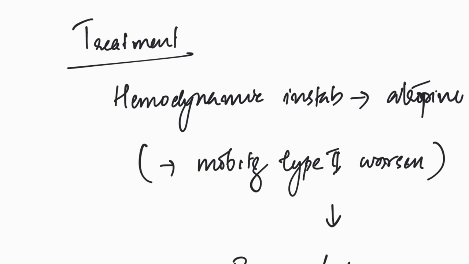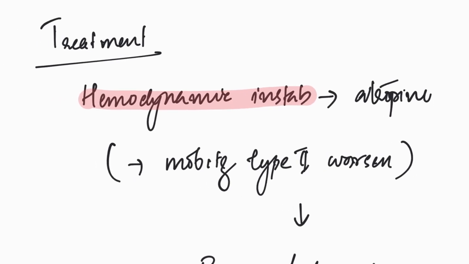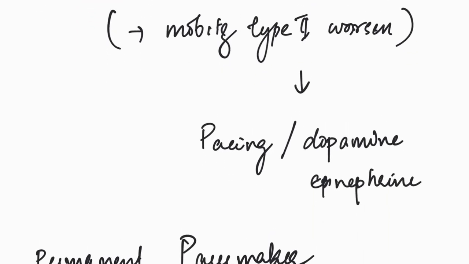If the patients are hemodynamically unstable, they should be treated with atropine 1 milligram, which may be repeated up to 3 times at an interval of 3 to 5 minutes with a total of 3 milligram of atropine. And if hemodynamically worsening, then we should consider the use of a pacemaker or dopamine and epinephrine. One thing that we should note is that atropine may worsen Mobitz type 2 block.